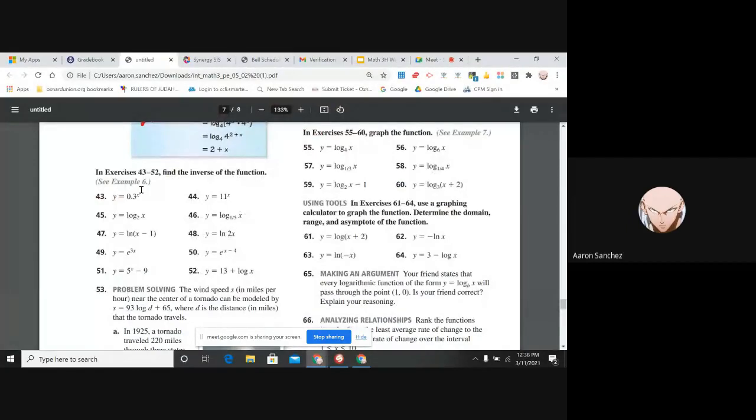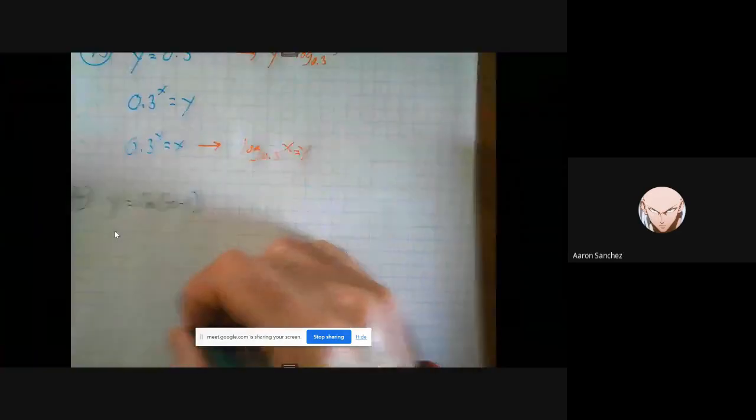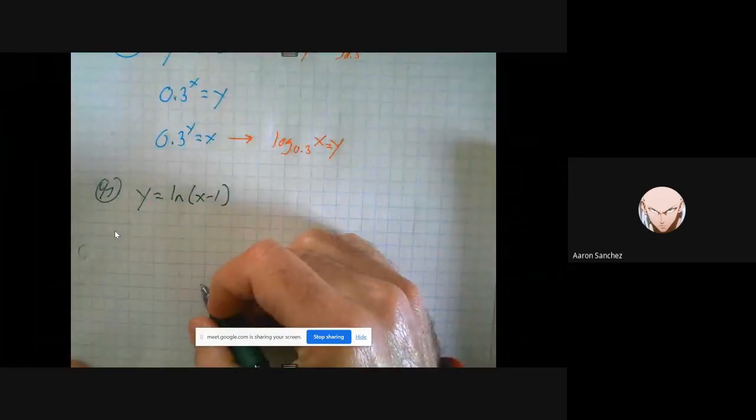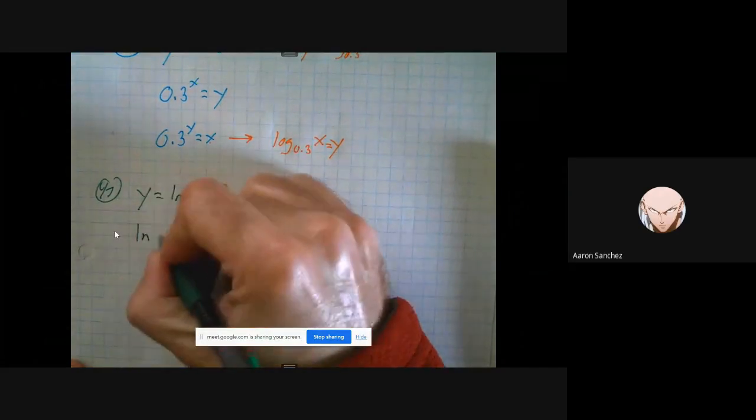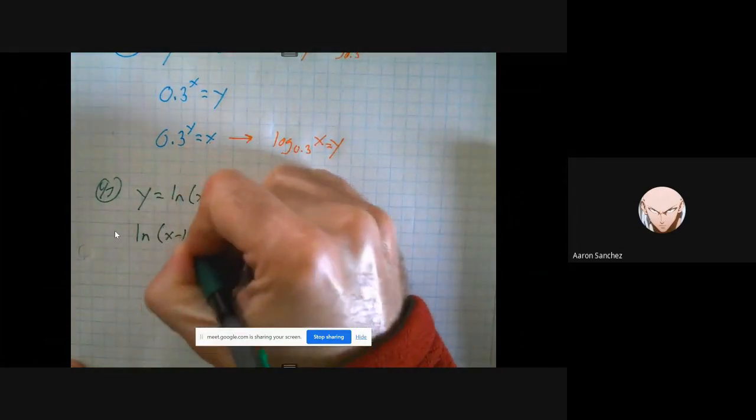So 47 will be next. Do the same thing with 47. Well, I'll do 47 with you, because 47 is a natural log. So y equals natural log of x minus 1. Let's write it this way: natural log of x minus 1 equals y.